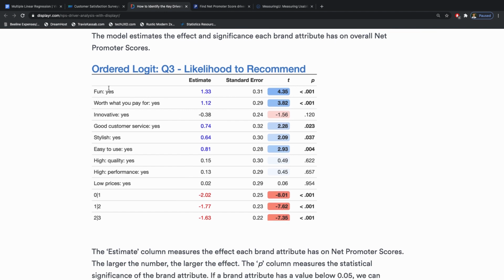And then here are the predictor variables. They're basically brand attribute ratings. Is the brand fun? Is the product worth what you paid for? Is it innovative? Good customer service? Stylish? Easy to use? And this yes right here means that it's basically a binary variable, so it's either yes or no. This is categorical. In our example, I used numeric variables, 0 to 100 scales. But in regressions, they're real flexible, and you can use either categorical variables, numeric variables, or a mixture of both. So feel free to experiment with the different predictors that you include.